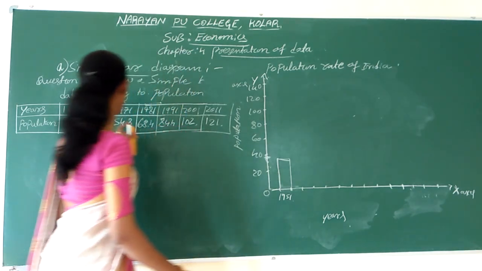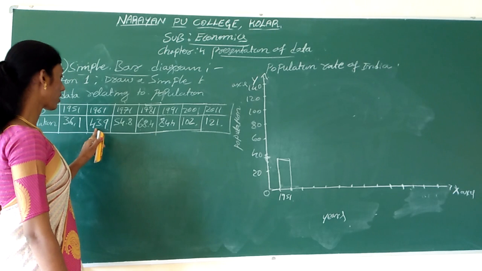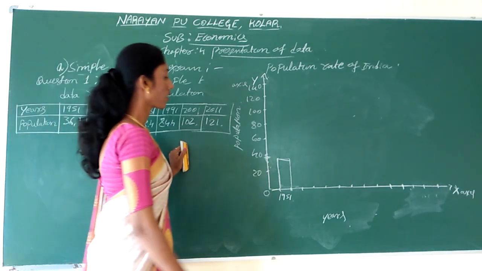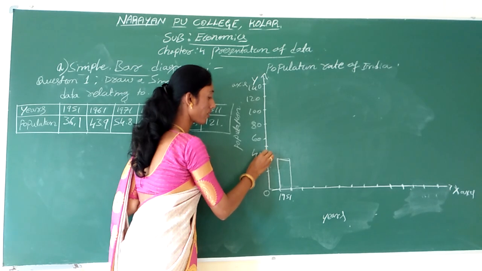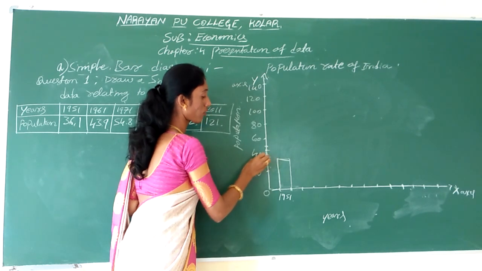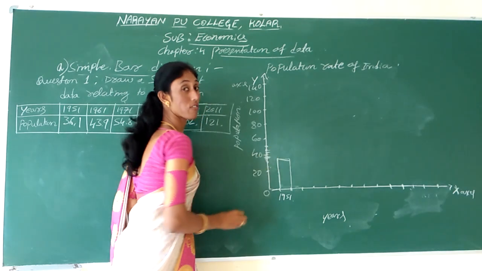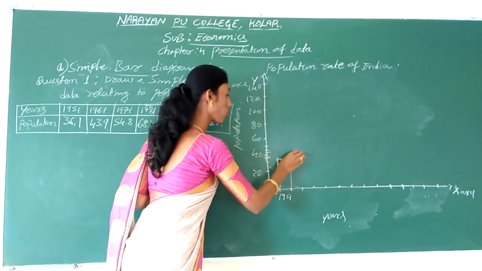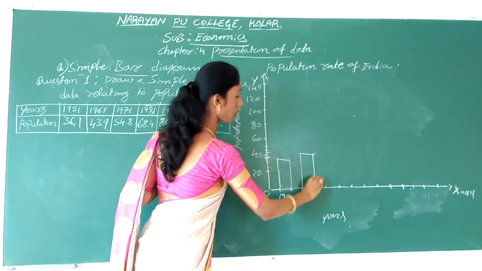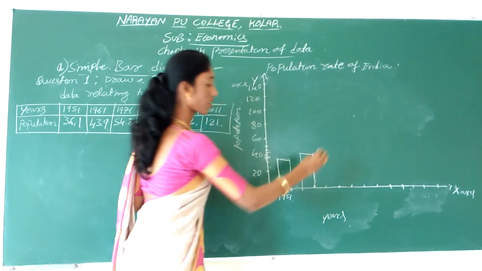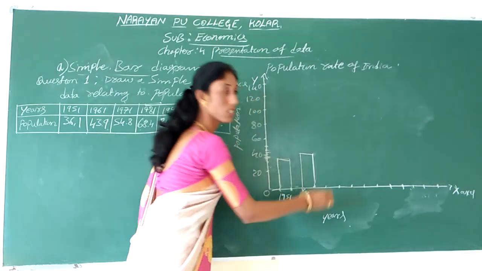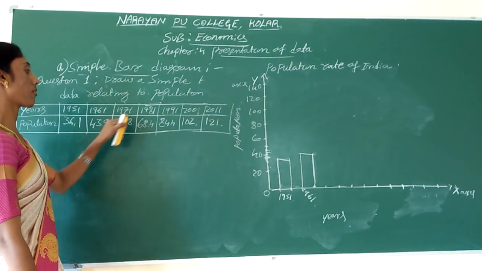And the next bar relates to 1961. Under 1961, we have 43.9 crore population. Here 43 means, this is 50. 1, 2, 3, 4, 5. Here after the 40, 1, 2, 3, 4. This is 43, right? And take one equal point, equal measurement, touch the next point. This is the next rectangle, and this relates to 1961.